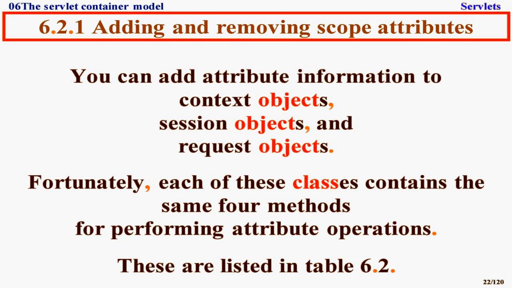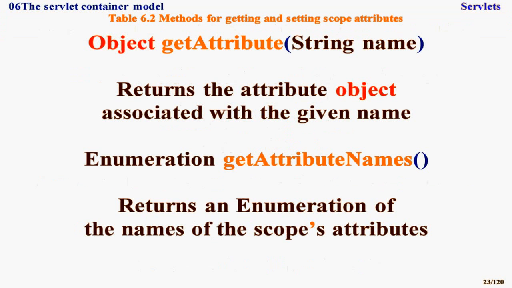6.2.1 Adding and removing scope attributes. You can add attribute information to context objects, session objects, and request objects. Fortunately, each of these classes contains the same 4 methods for performing attribute operations. These are listed in Table 6.2, methods for getting and setting scope attributes.